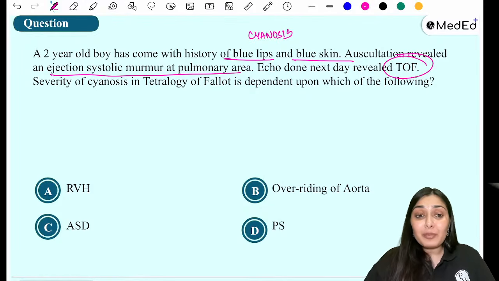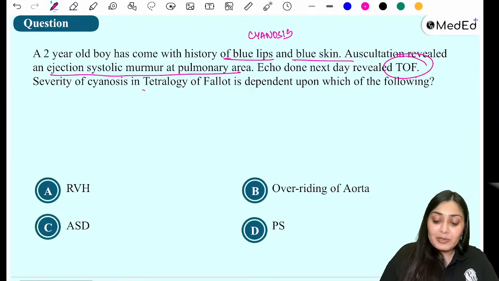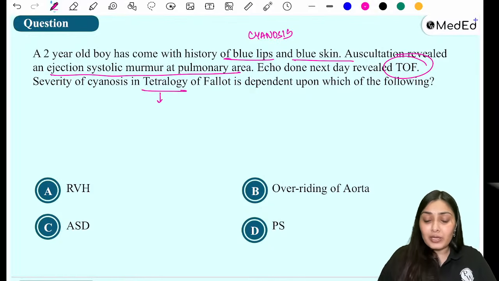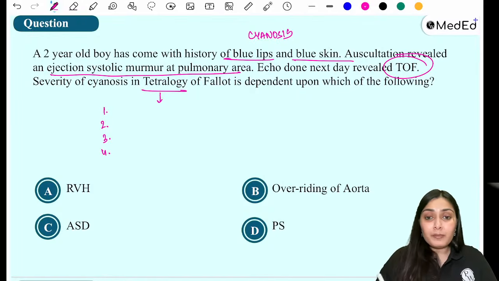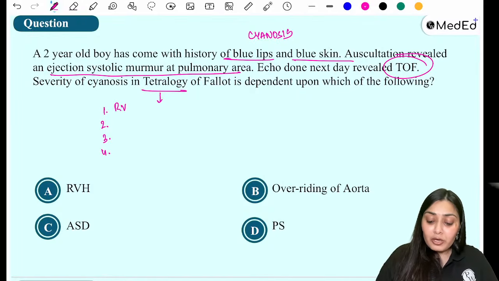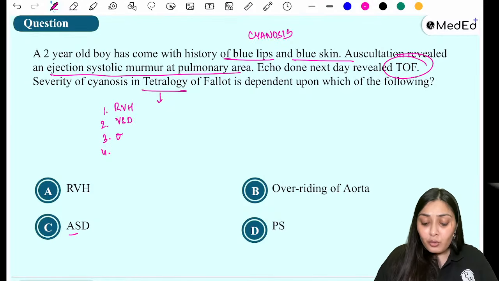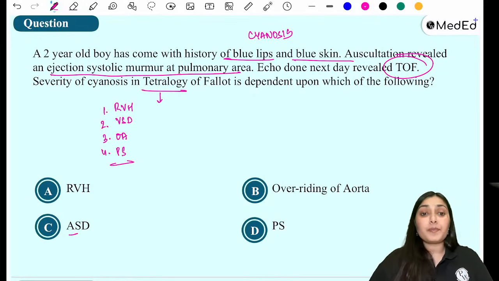So they have typically given you the 4 features of the tetralogy. The name itself tells you it is going to have 4 things, a tetrad, right? This is the tetrad which they have given in the options. We have right ventricular hypertrophy, we have ventricular septal defect, they have given atrial septal, but it is ventricular septal defect, overriding of aorta, and pulmonary stenosis.